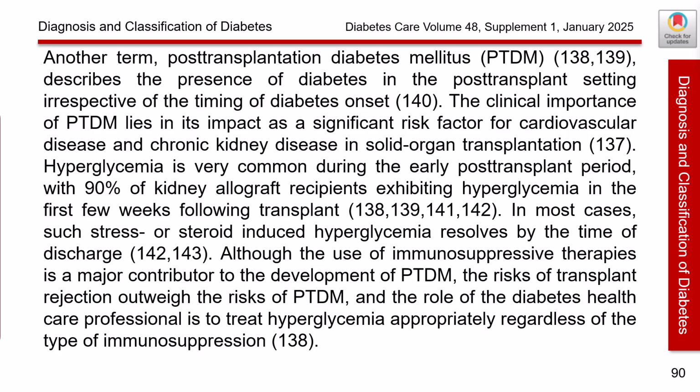Hyperglycemia is very common during the early post-transplant period, with 90% of kidney allograft recipients exhibiting hyperglycemia in the first few weeks following transplant. In most cases, such stress or steroid-induced hyperglycemia resolves by the time of discharge. Although the use of immunosuppressive therapies is a major contributor to the development of post-transplantation diabetes mellitus, the risks of transplant rejection outweigh the risks of post-transplantation diabetes mellitus. And the role of the diabetes healthcare professional is to treat hyperglycemia appropriately regardless of the type of immunosuppression.